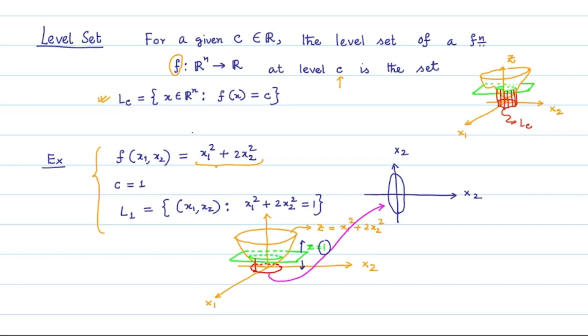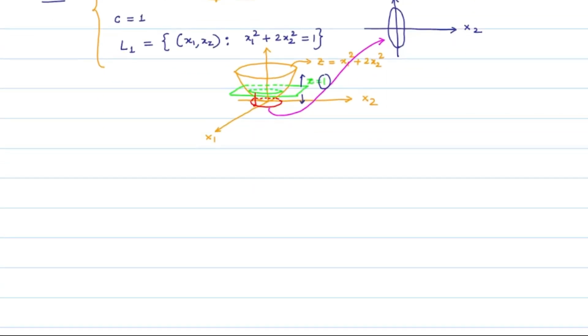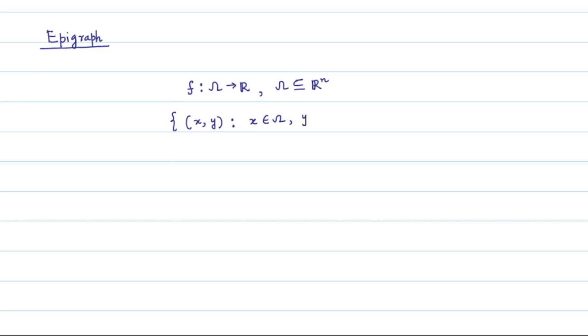Next we shall discuss the concept of epigraph of a given function of several variables. By the epigraph of a function of several variables, say a function of n variables, where omega is the domain of the real valued function f, we mean the set of all points in R^(n+1), the tuples (x, y), where x is in the domain of the function f and y is a real number whose value is greater than or equal to the function value at x.